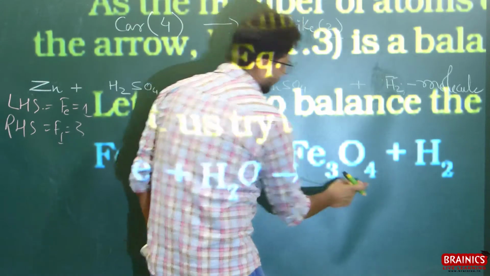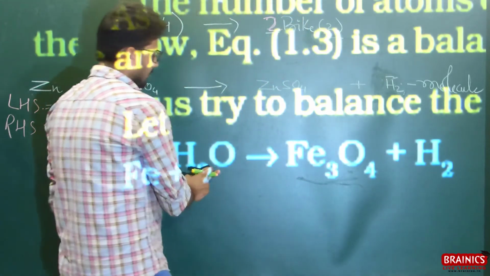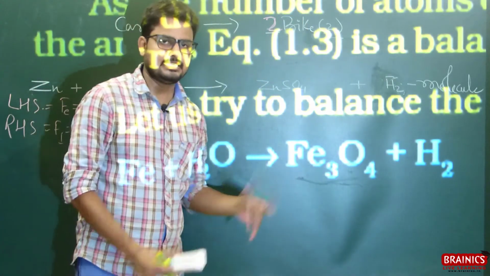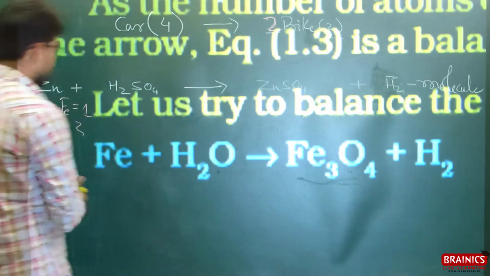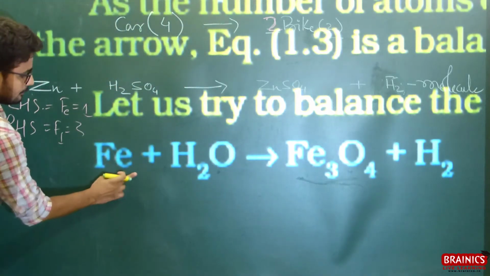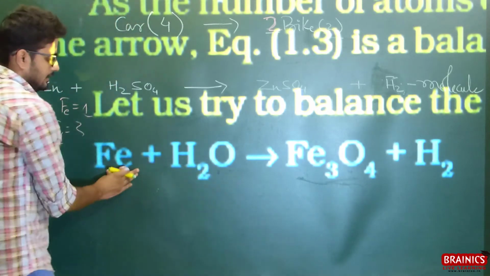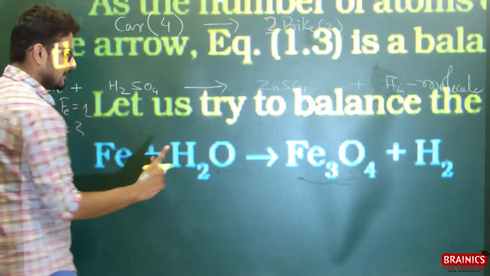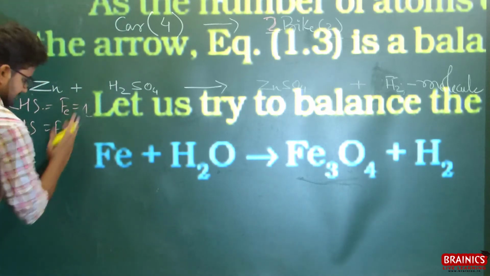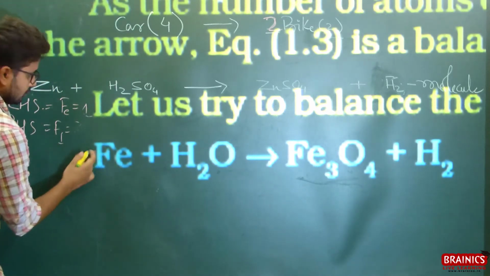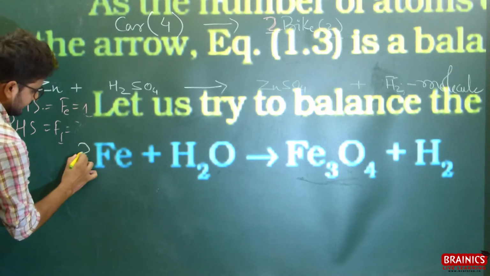So Fe3O4. How many oxygen? 4. How many Fe? 3. So let's put 3 over here. You cannot write anything below the symbol, but you can write on the left side of the symbol. So for Fe3, let's write 3.